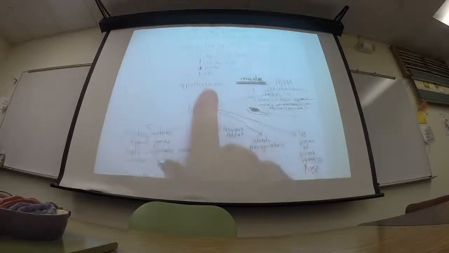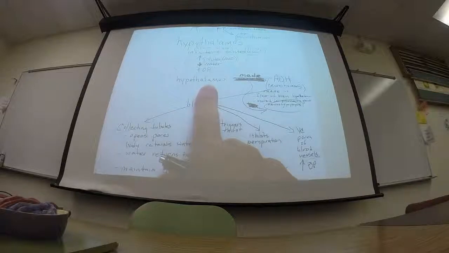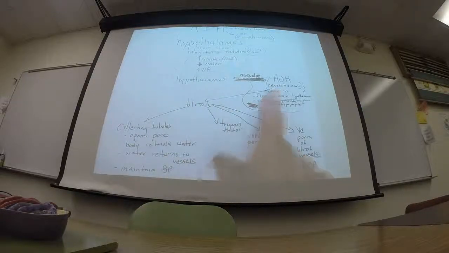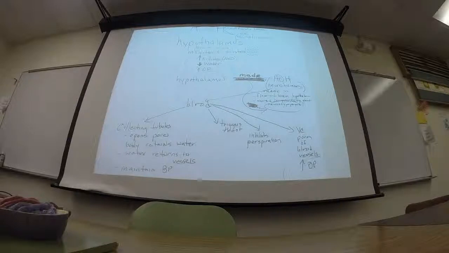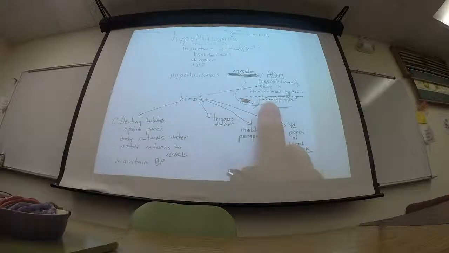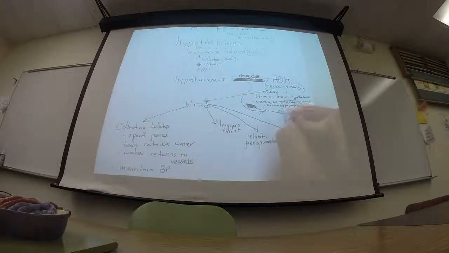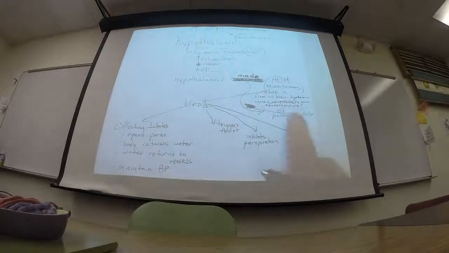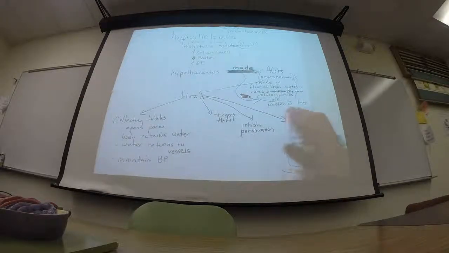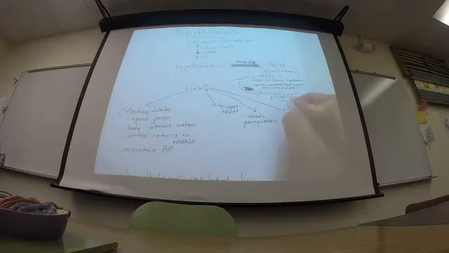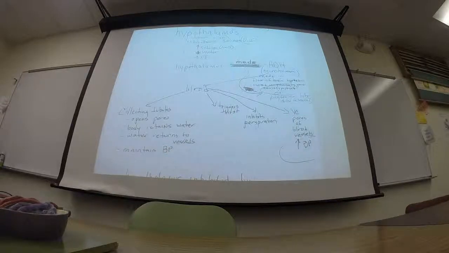It fires, and it has been storing its ADH in synaptic knobs down in the posterior lobe of your pituitary gland, which was called the neurohypophysis or posterior lobe. And so when this fires, these synaptic knobs down here in the posterior lobe rupture, and it releases ADH. ADH is now released.